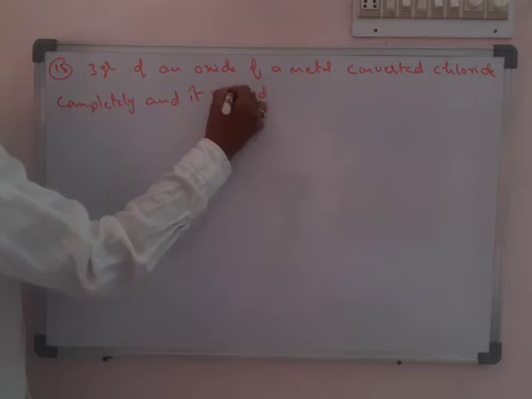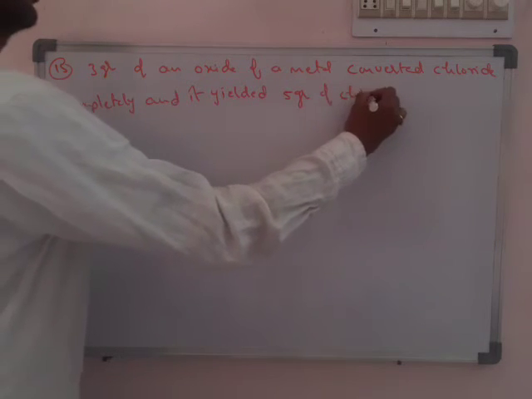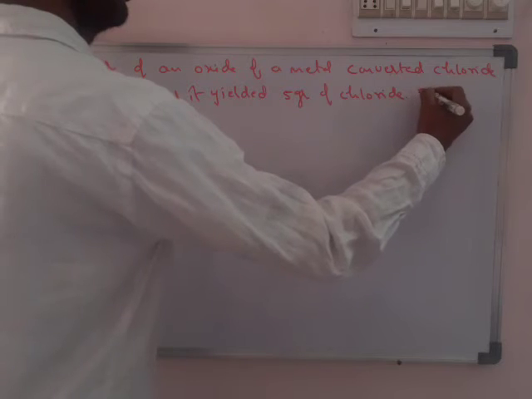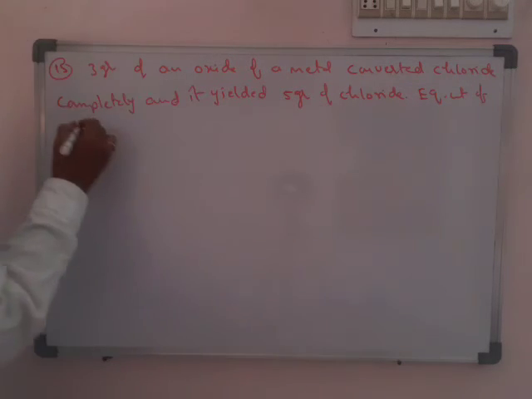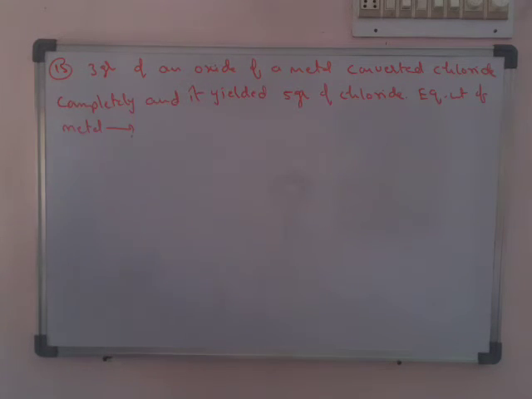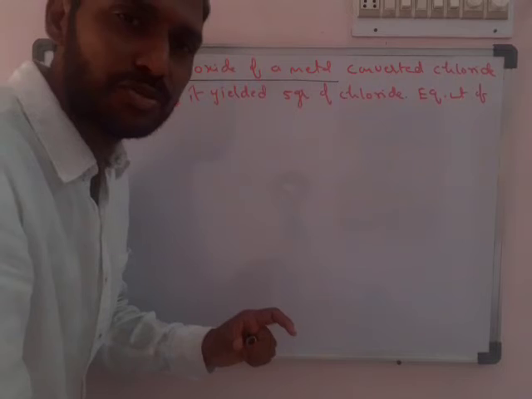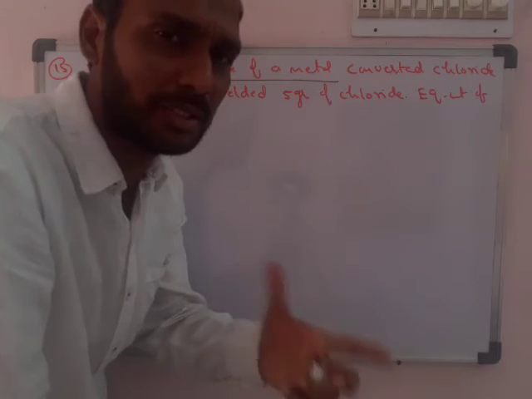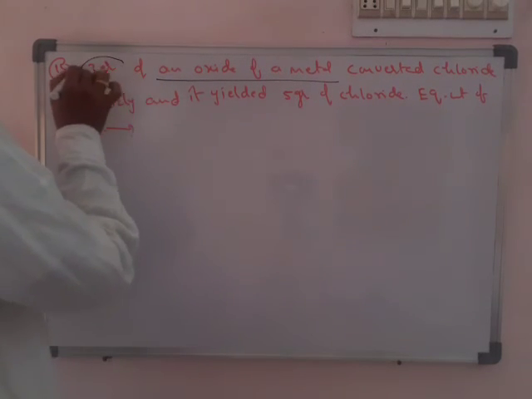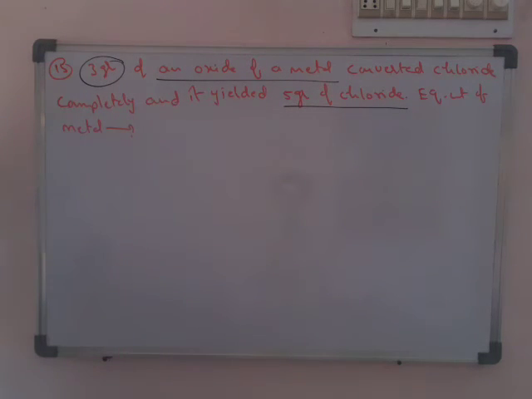It yielded, means it is given 5 grams of chloride only. We have to find the equivalent weight of the metal. So here, important, an oxide of the metal means here the reaction is metal oxide totally converted to metal chloride. So here 3 grams of metal oxide converted to 5 grams of metal chloride.